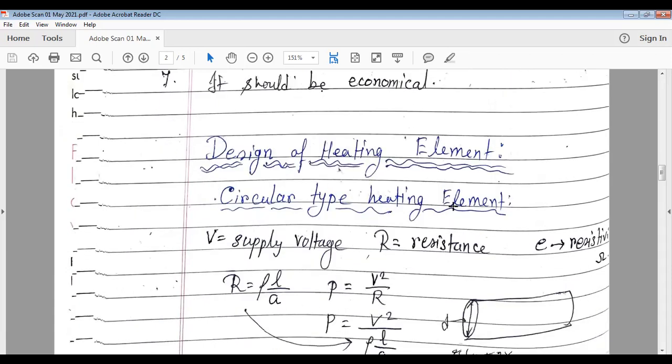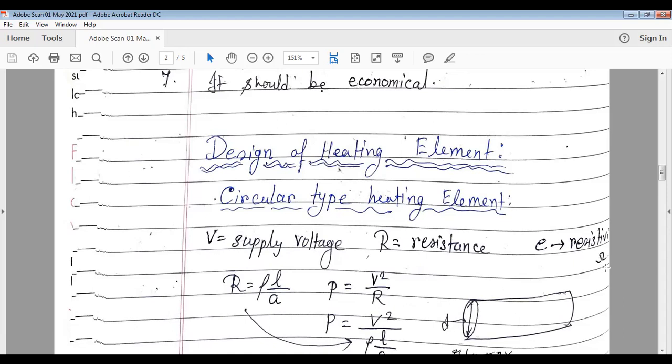Look, how could you select, how could you estimate a heating element for your purpose? Now, V is the supply voltage, R is the resistance, and E is the resistivity. This is in ohm meter. The unit is not shown, but it is ohm meter, ohm dot meter.